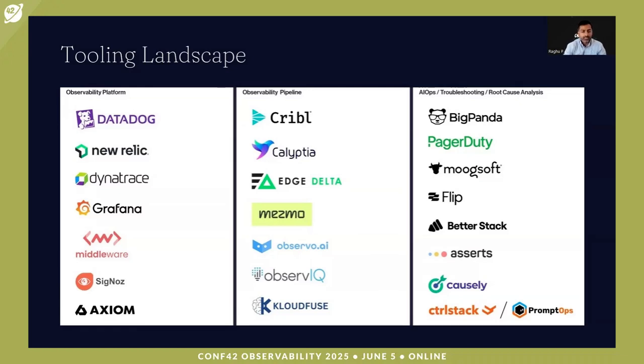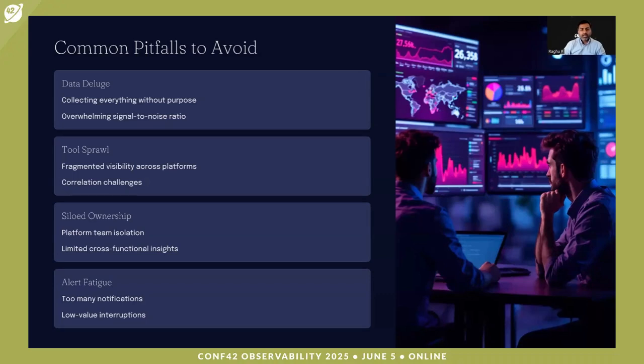Now, rolling on to the next slide. This slide outlines 4 common pitfalls that organizations encounter when managing their IT operations and monitoring systems. The first pitfall is data deluge, collecting vast amounts of data without a clear purpose, leading to an overwhelming signal to noise ratio that makes it difficult to extract meaningful insights.